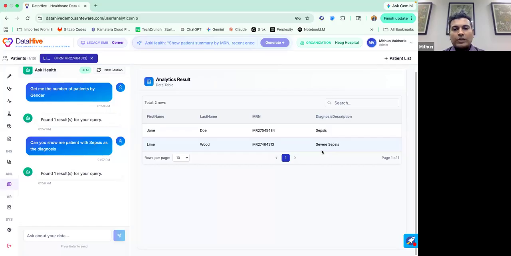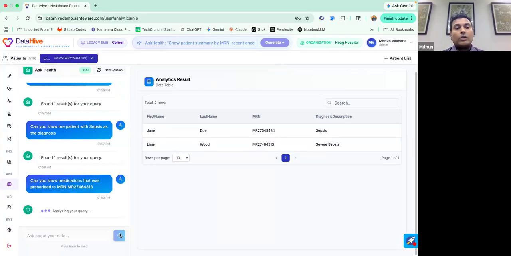So this is my patient. So I'm going to use Limewood today. So now I can use this MRN and I can say, can you show me the medication that was prescribed to MRN so and so. So what this question typically should yield is the name of the medications that were prescribed for this patient across his encounters.